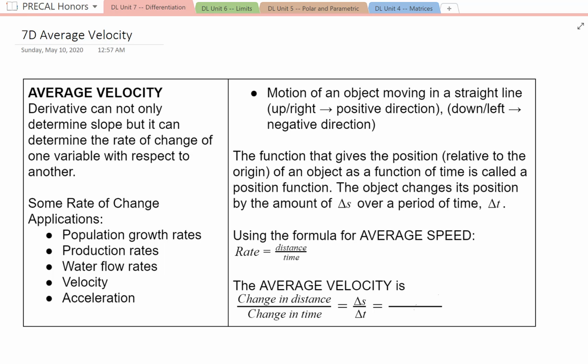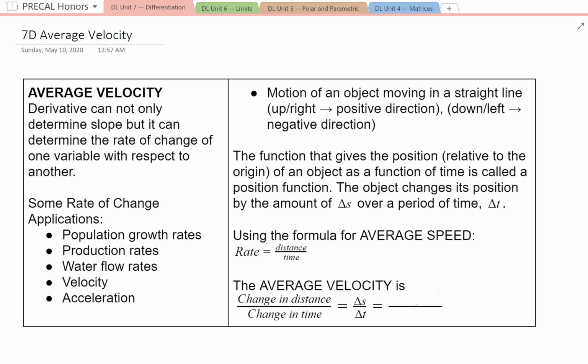The derivative can not only determine slope, but it can determine the rate of change of one variable with respect to another. Some rate of change applications include population growth rates, production rates, water flow rates, velocity, acceleration, motion of an object moving in a straight line, and eventually we'll get to motion of an object moving along a curve.